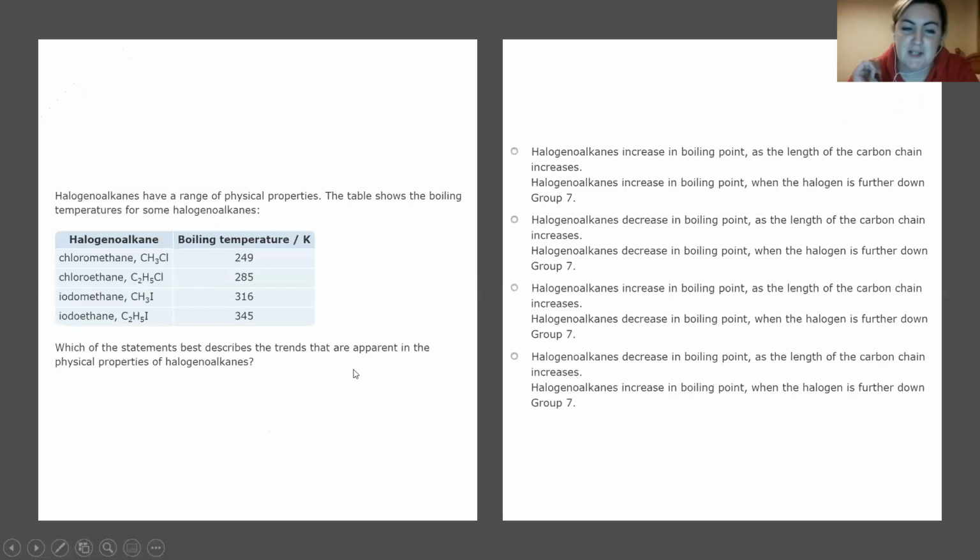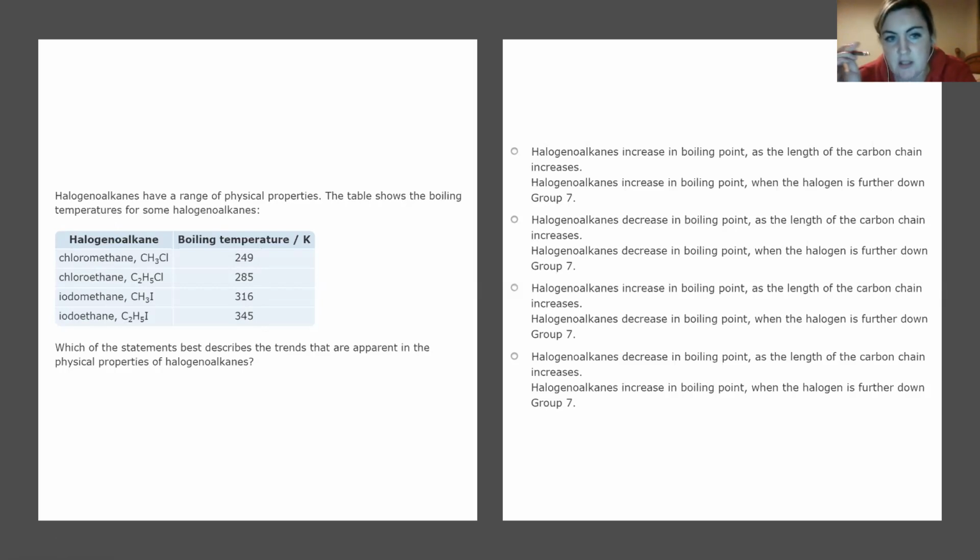Next one. Yes, this is a bit big. So the questions on the left, options on the right. Pause the video if you need to. You really, really evaluate the answers here. So looking at the table, we see that there is an increase in the boiling temperature. Correct. We also see that there is an increase in the chain length, as well as the different halogens. So what does that mean? Which of these statements best describes the trends that are apparent in the physical properties of the halogenalkanes?